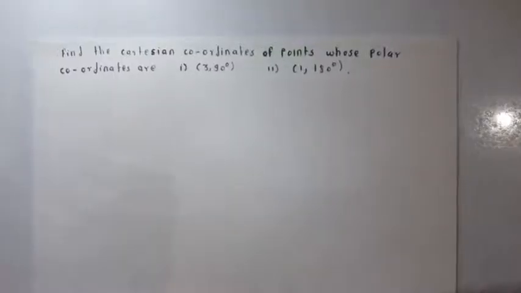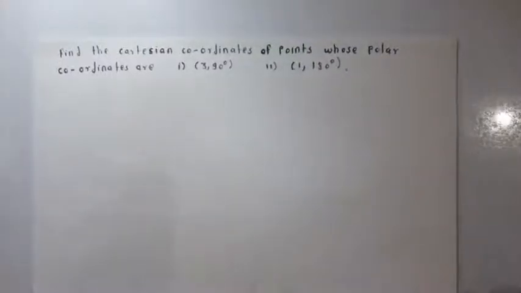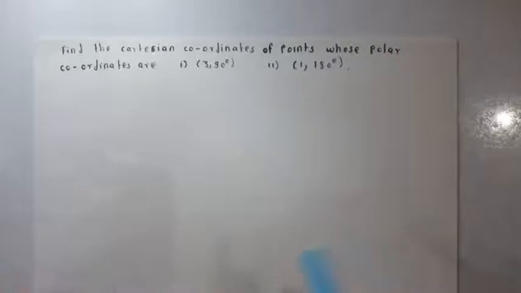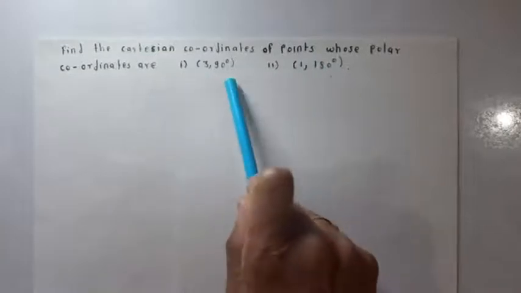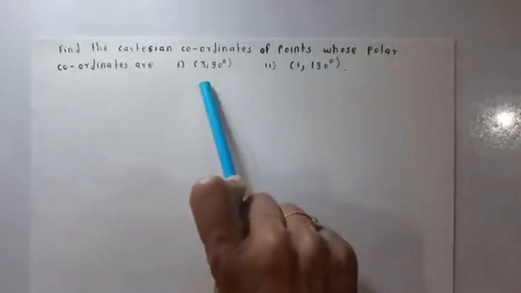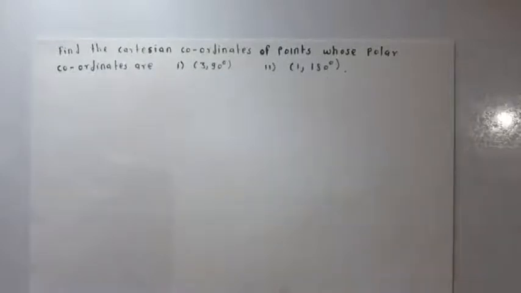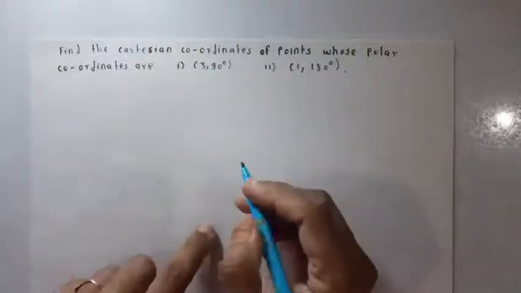Dear students, in the last video we solved some problems from exercise 2.2. We completed problem number 11. Now let us take another example: find the Cartesian coordinates of the points whose polar coordinates are (3, 90 degrees). This is the first problem and this is the second problem. Before solving, let us see some theory related to this.